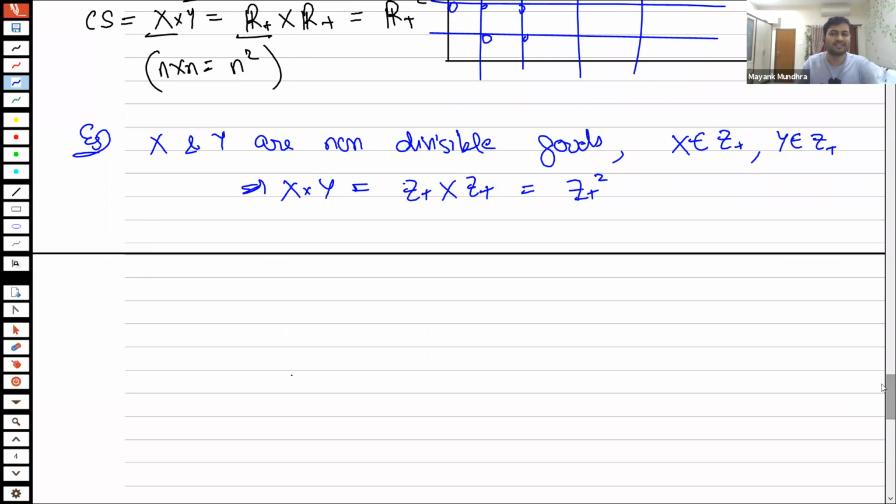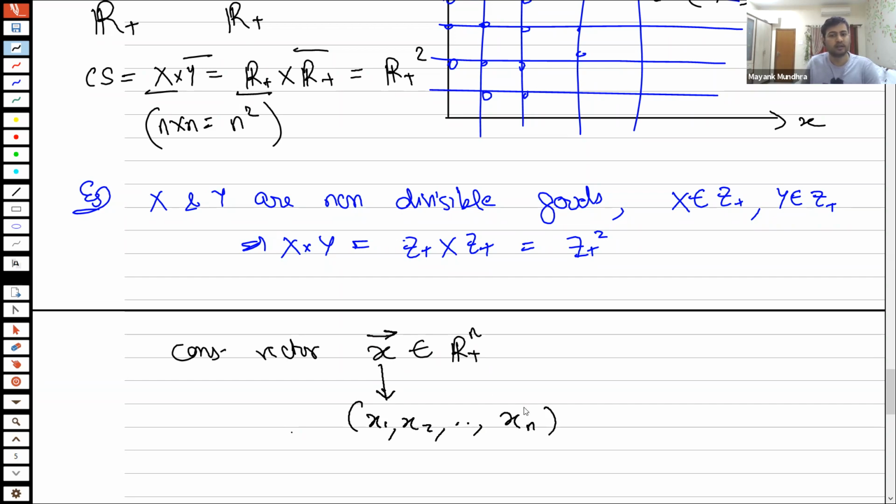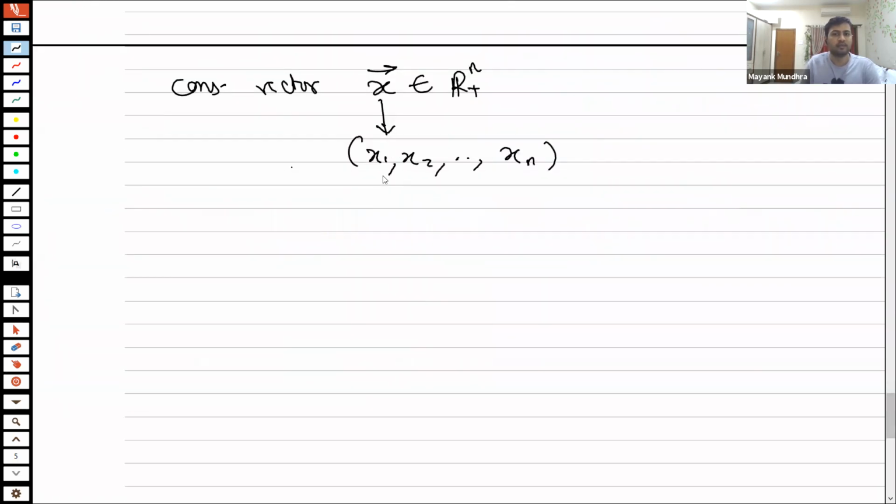So in most cases, what we'll see in consumer theory is the statement that the consumption vector x belongs to Rn plus. What this means is that x is really a vector, which is basically x1, x2, and till xn, where each of these elements represents the quantity of a particular good. So x1 means the amount of good 1, x2 means the amount of good 2, and so on. And each of these comes from R plus.